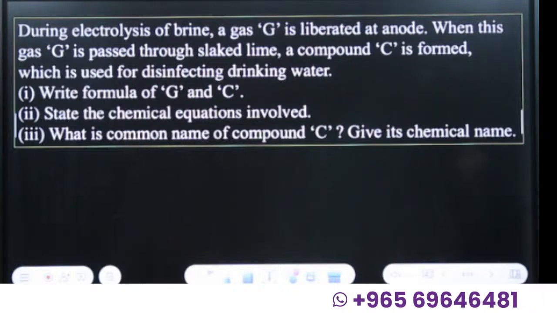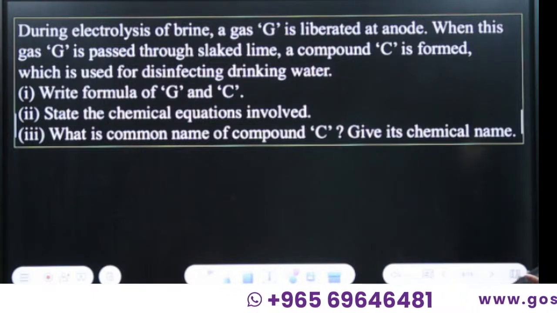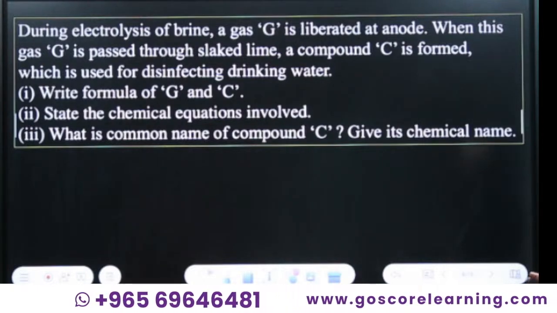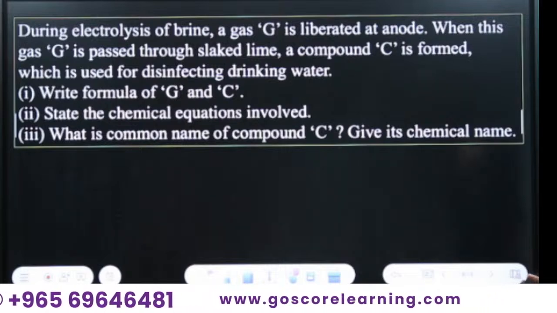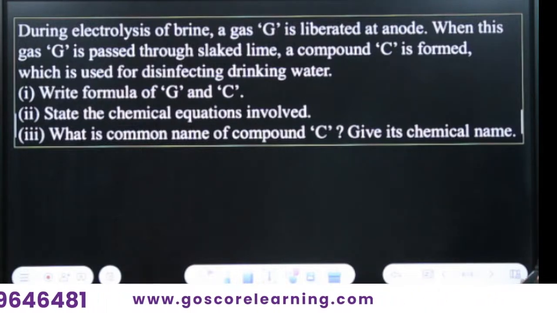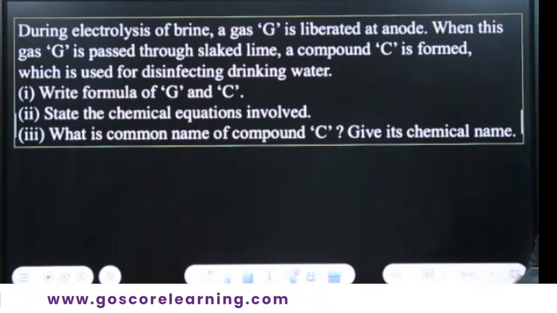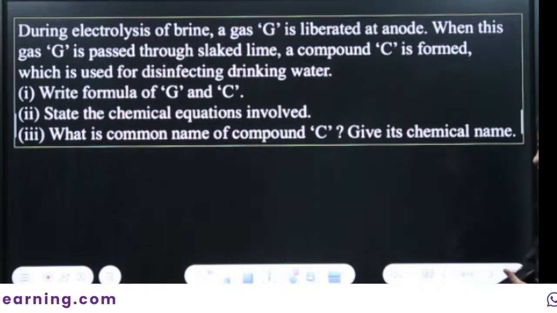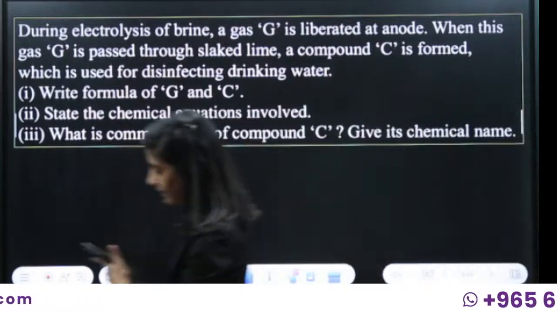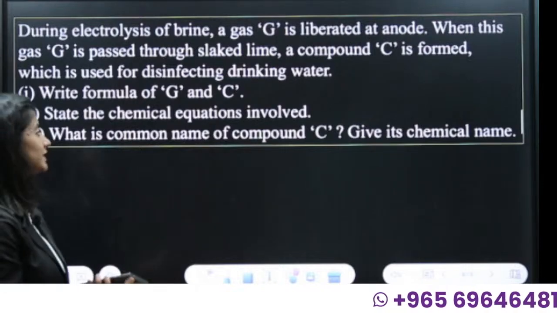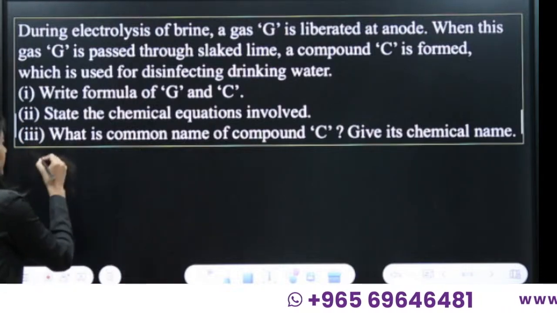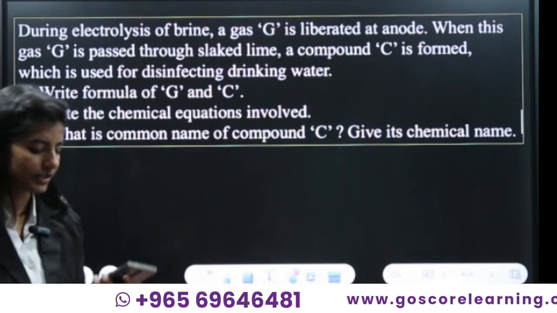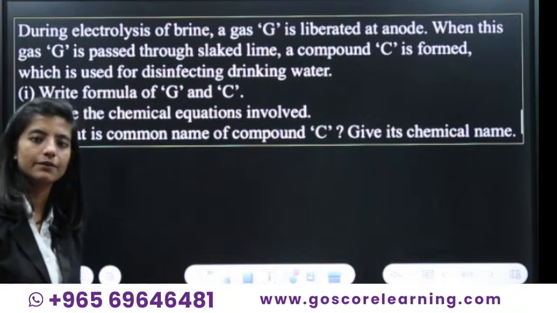During electrolysis of brine, a gas G is liberated at the anode. When this gas G is passed through slaked lime, a compound C is formed, which is used for disinfecting drinking water. I just told the answer right now in the first question, right? Now you might already know this. I'll give you just a few seconds to solve it and let me know the answer. Just let me know what G and C are first of all. You might already know that, because we discussed it right now.